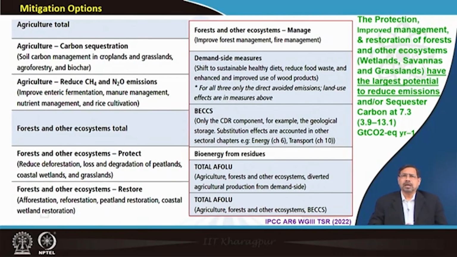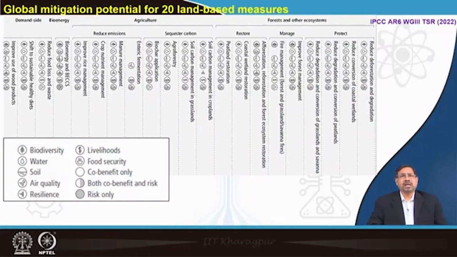So that means the protection, improved management and restoration of forest and other ecosystems such as wetlands, savanna and grasslands have large potential to reduce emissions and also to sequester carbon dioxide, to the tune of 3.9 to 13.1 gigatons of carbon dioxide equivalent per year out of close to 60. So that means it has a huge potential. So this AFOLU sector we need to target actually.